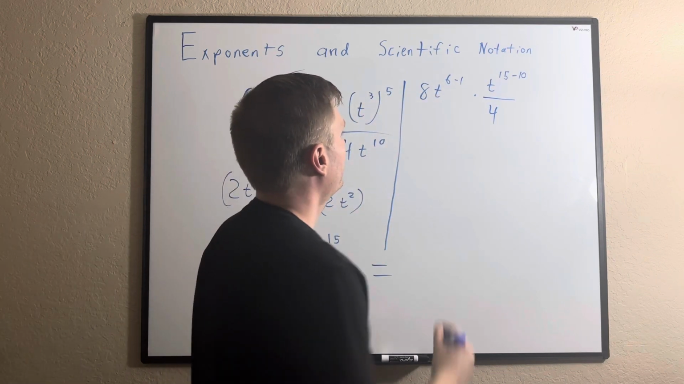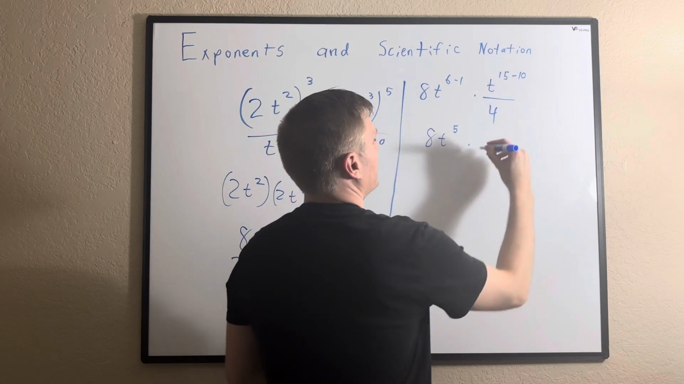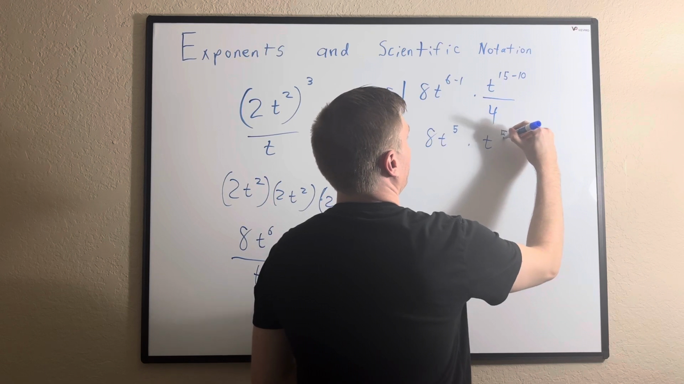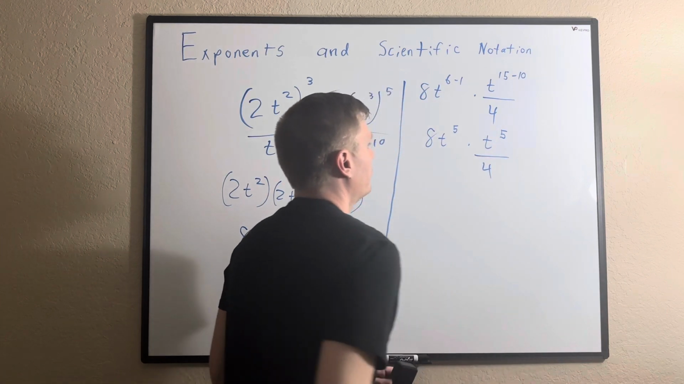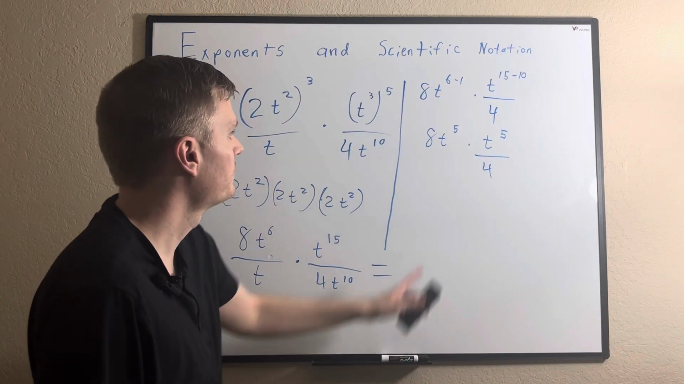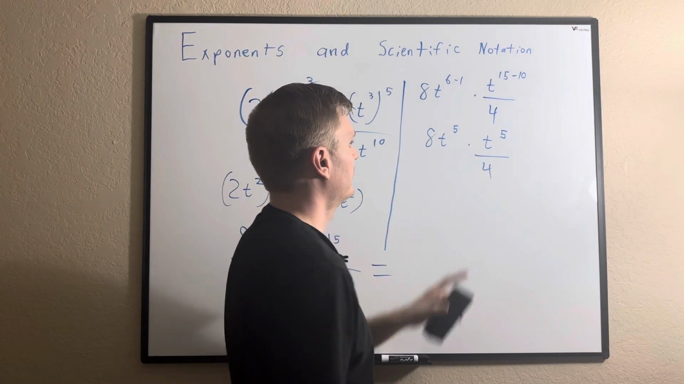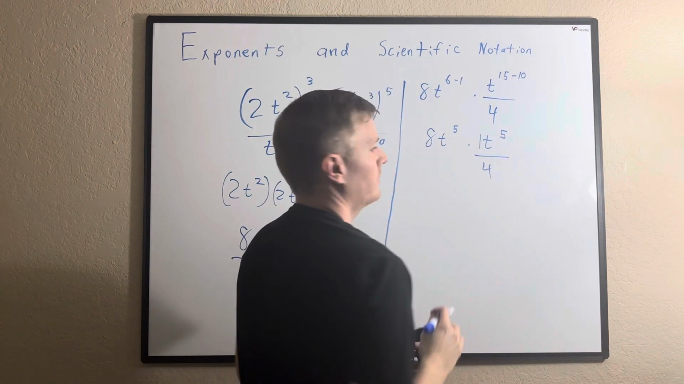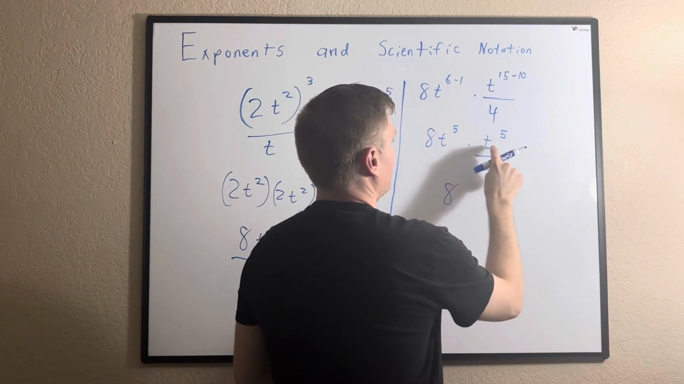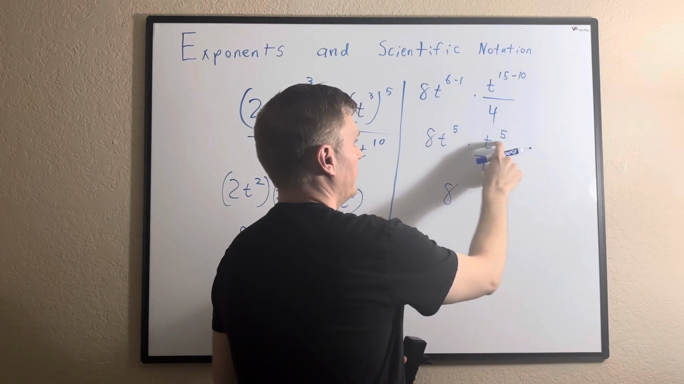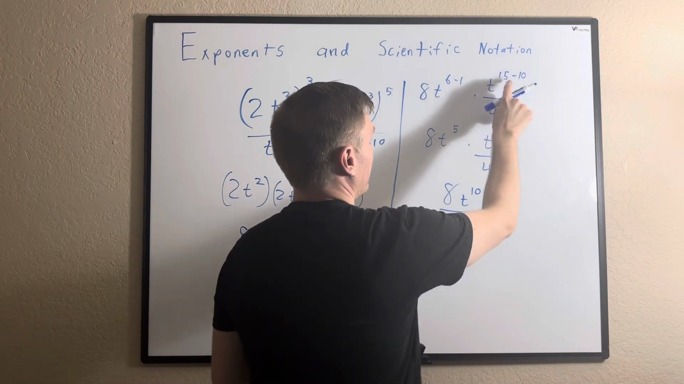T to the 6 minus 1, that's 8 t to the 5th. T to the 15 minus 10 is t to the 5, again with the 5, over 4. That's a little easier. T to the 5th times t to the 5th. Now, 8 times, then understood 1 in front of it for that coefficient, right? So 8 times 1 is just 8. T to the 5th times t to the 5th is actually t to the 5 plus 5, which is t to the 10, right? Forgive me for skipping a step there.